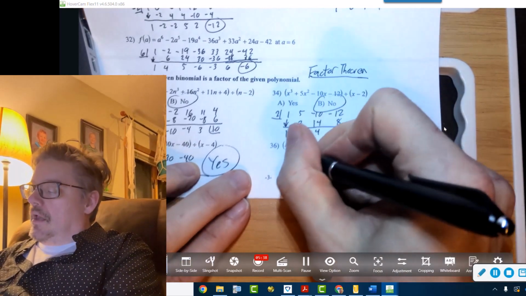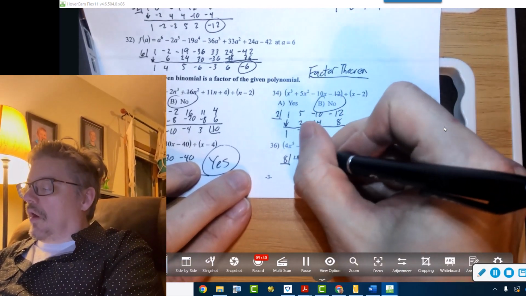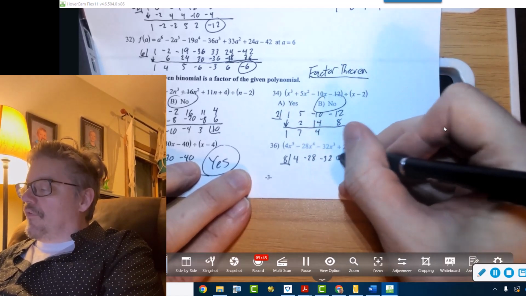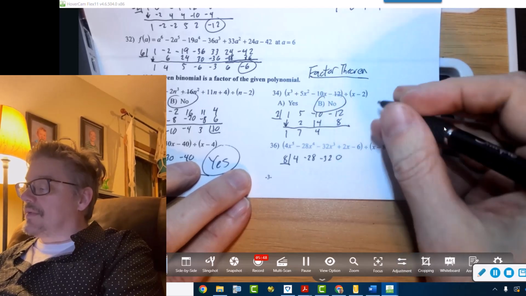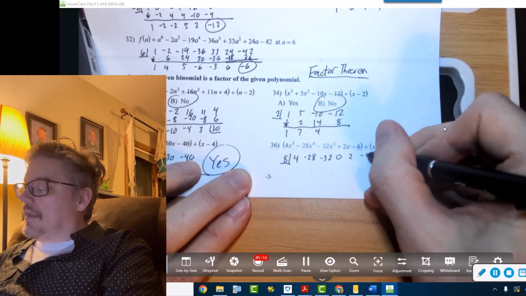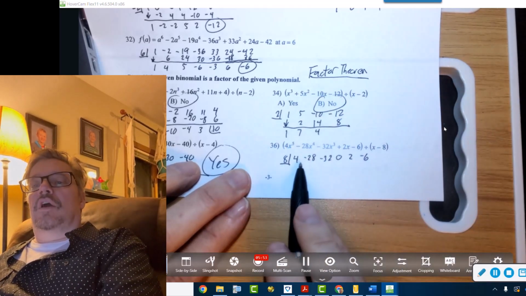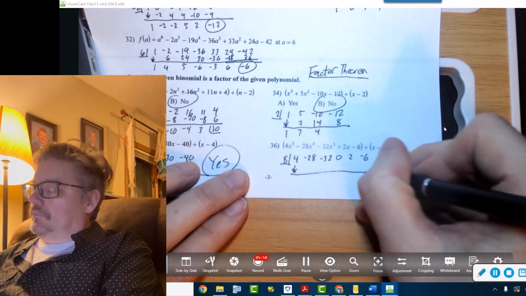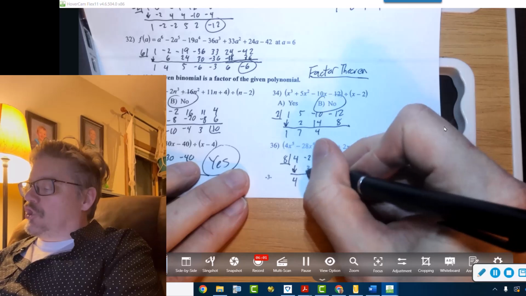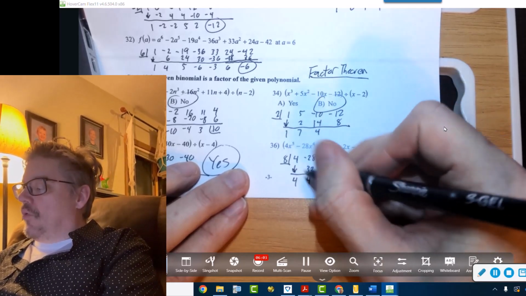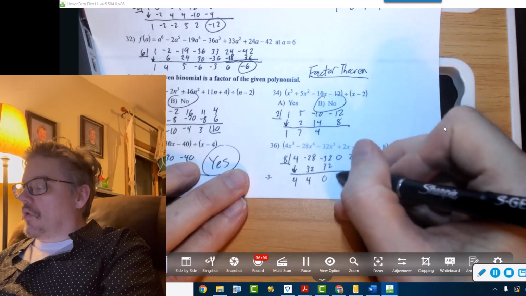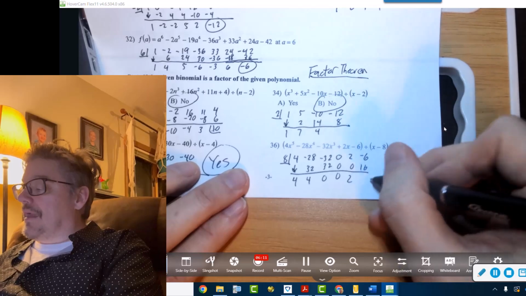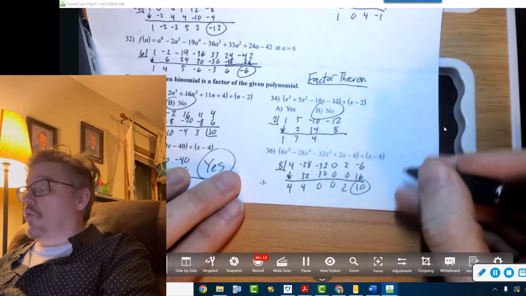And then finally, 8 goes here. So we've got a 4, negative 28, negative 32. Then a 0 for the, you notice that there's an x squared missing. Okay, and then a 2, and then negative 6. So if there's a positive 5, you have 1, 2, 3, 4, 5, 6 terms. Okay. All right, drop the 4, 32. That is going to be positive 4. That is 32. That goes to 0, 0, 0, 0, 2. And then that's going to be 16. That's going to be a positive 10. And that is a no.